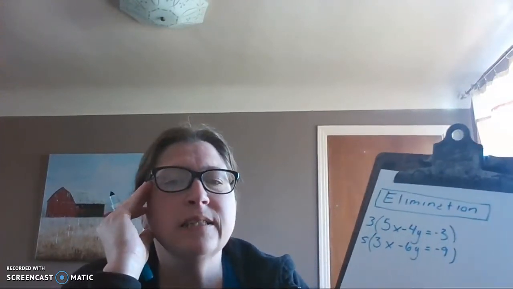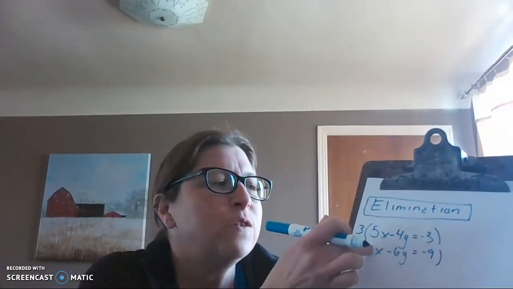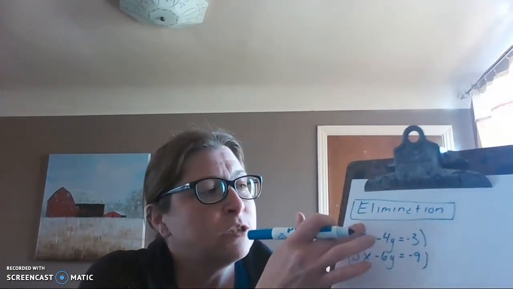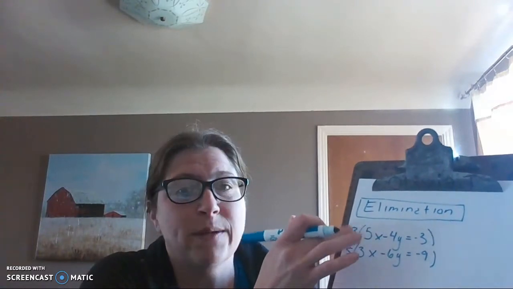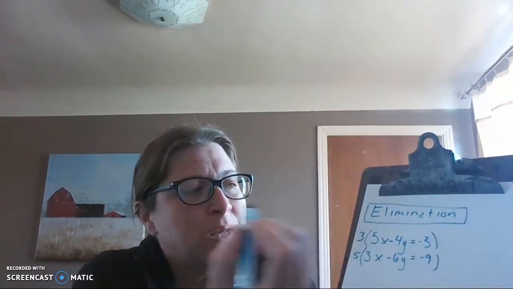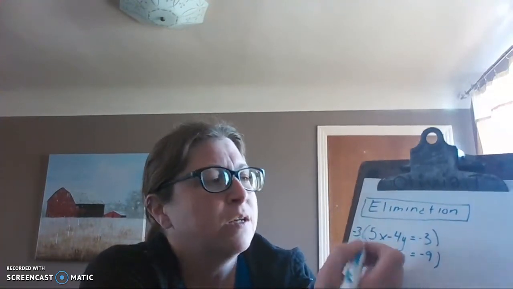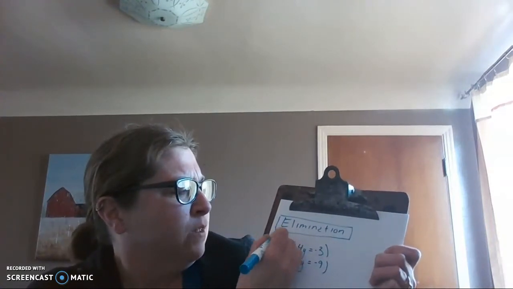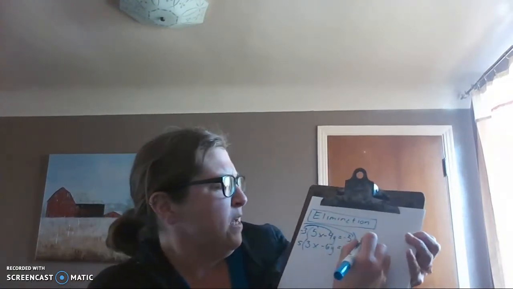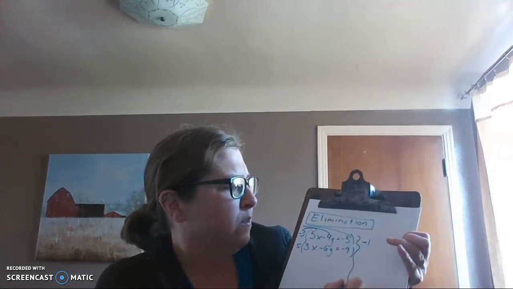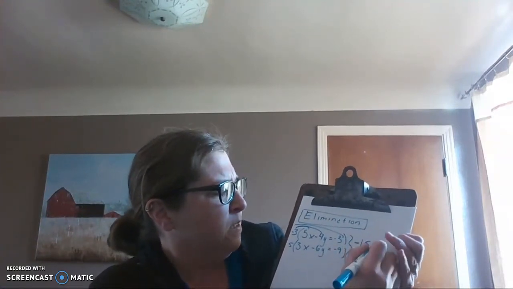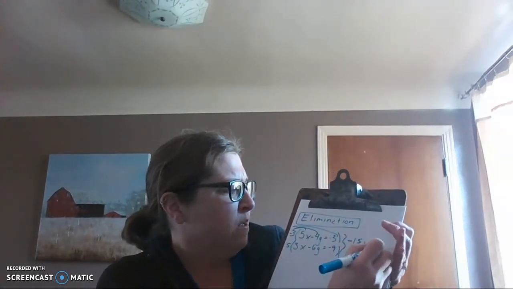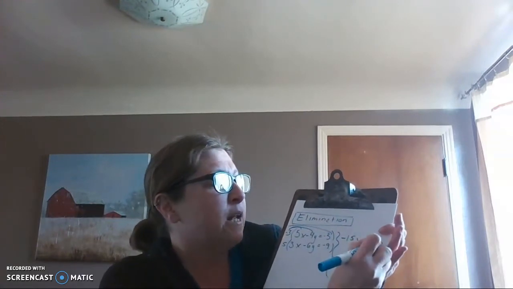So you can deal with signs now if you want or later, but essentially if you think about it, both of these are positive to start. We need one of them to be negative. So what I can do is make one of the numbers that I'm going to be multiplying by negative. I'm just going to make the top one negative. Okay, what I'm going to do is distribute this -3 all the way through my parenthesis. So here's what I'm going to get. I'm going to get negative 15x. Plus, remember, -3 times -4 is a positive 12y equals -3 times -3 is a 9.